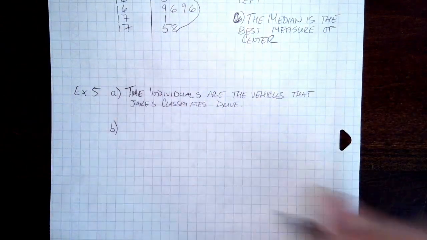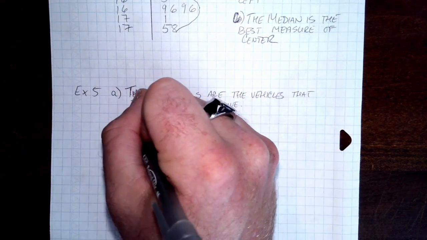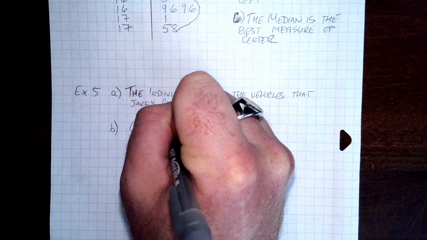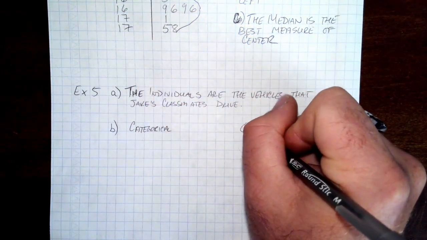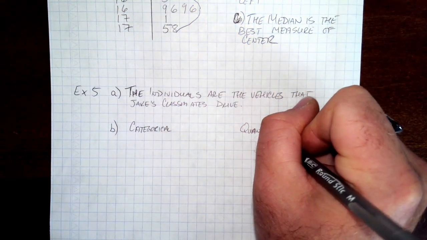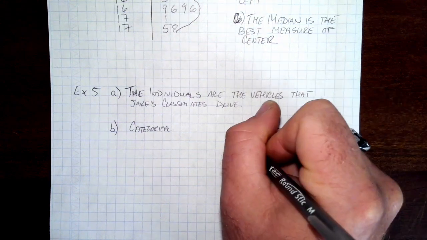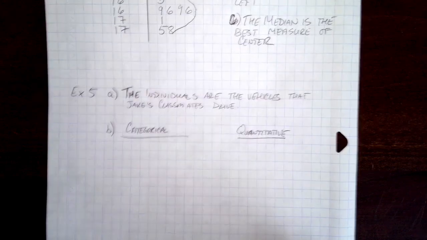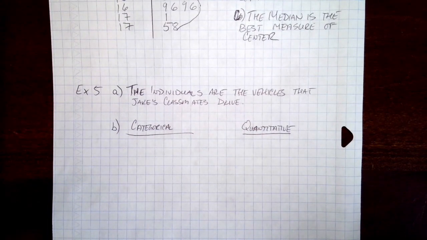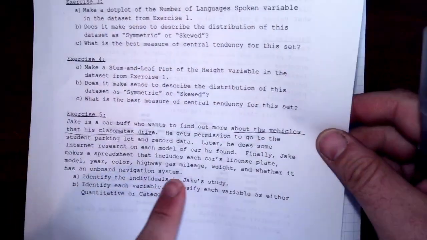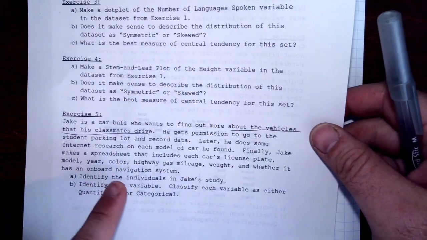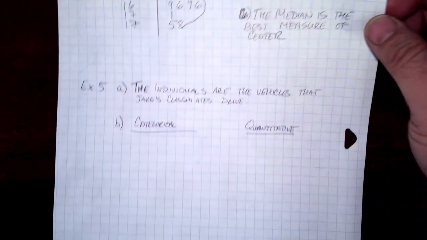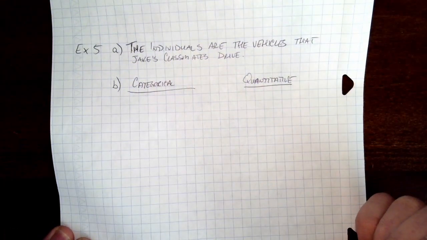And we need to identify his variables as either categorical or quantitative. So I'll just make myself 2 columns here. So what information does Jake gather? He makes a spreadsheet that includes license plate, model, year, color, highway gas mileage, weight, and whether it has an onboard navigation system, the satellite navigation stuff.